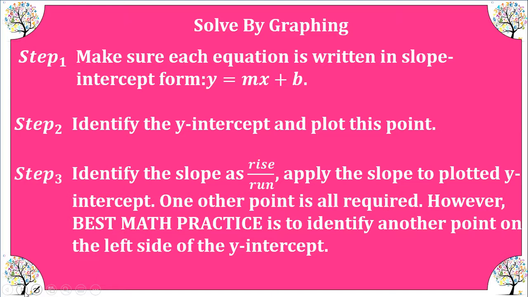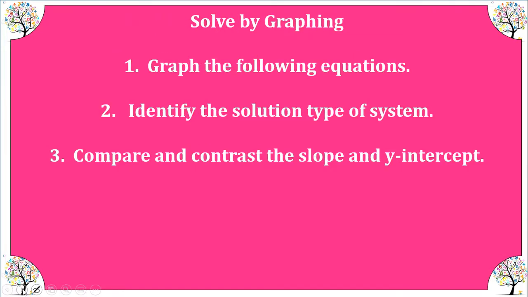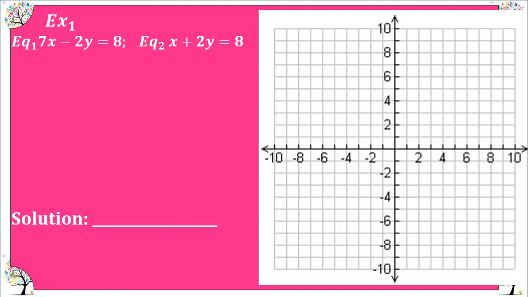So let's solve by graphing. This is going to be very easy because you've already learned how to graph a linear equation. The main thing is that your y is isolated and it's written in slope-intercept form, where we have our slope and our y-intercept. So we're simply going to graph each of these lines and then identify where they cross on the coordinate plane. So let's get started.